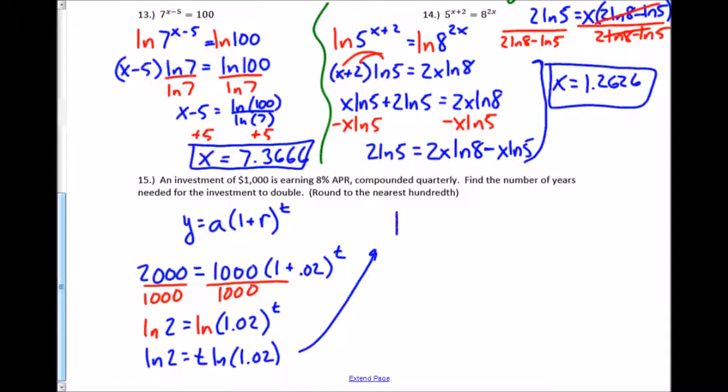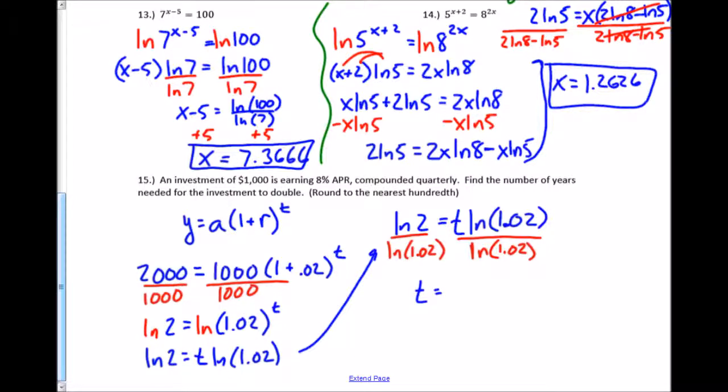Let me rewrite that up here. And now from here, I just have to divide by that logarithm, just like I did in the last example, except this one's not quite as complicated as that. So I'm going to divide each side by the natural log of 1.02. And again, it's important to note that since this was per quarter in terms of my percentage, once I plug this in, my time is going to come out in quarters. So when I do the natural log of 2 divided by the natural log of 1.02, it gives me 35.00. So 35 almost exactly.